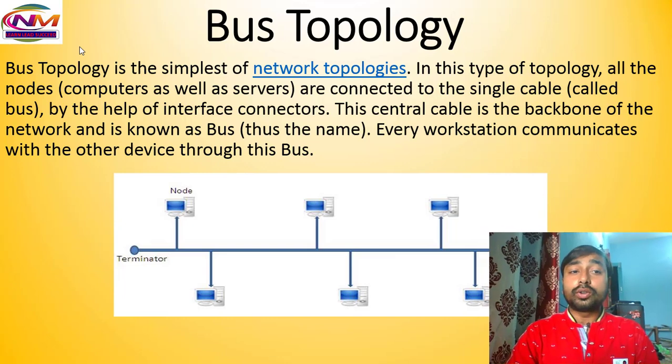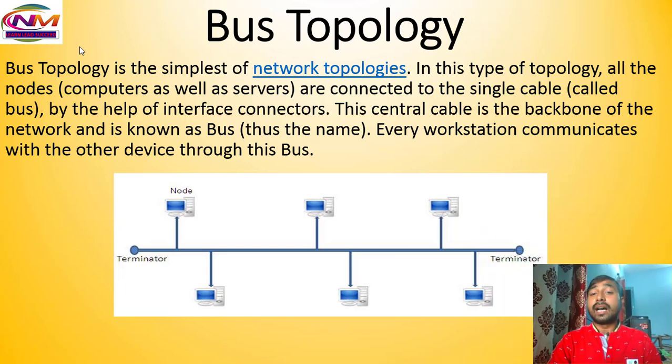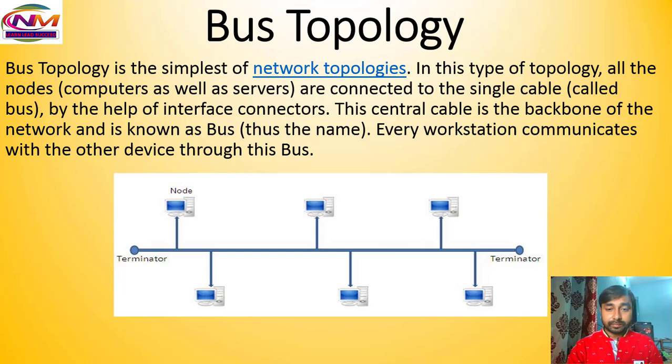In this topology, all those nodes or computers as well as servers are connected to a single cable. Now students, you can see this is a single cable, and all those nodes, suppose these 5 computers, are connected to it. The arrangement of these computers is just like the structure of a bus. This central cable is the backbone of this network and is known as the bus. That's why this is also known as bus topology, because the arrangement of all those computers is like a bus.